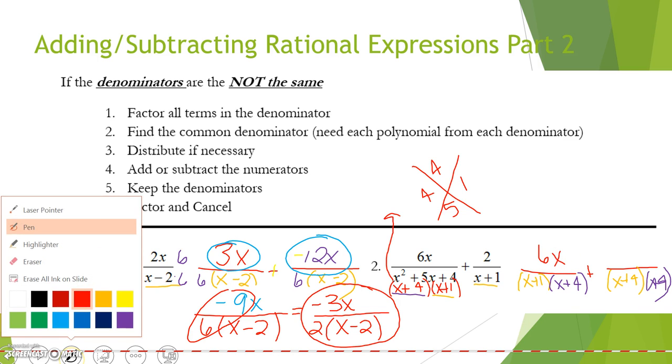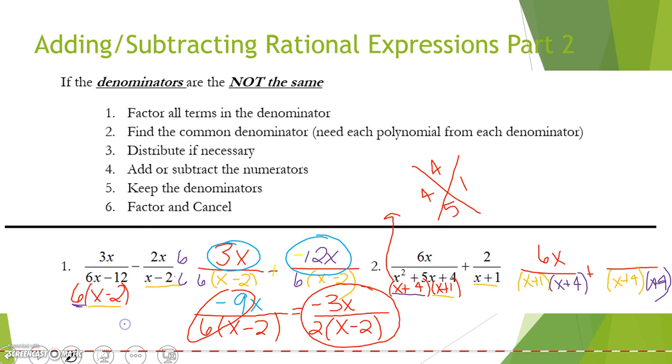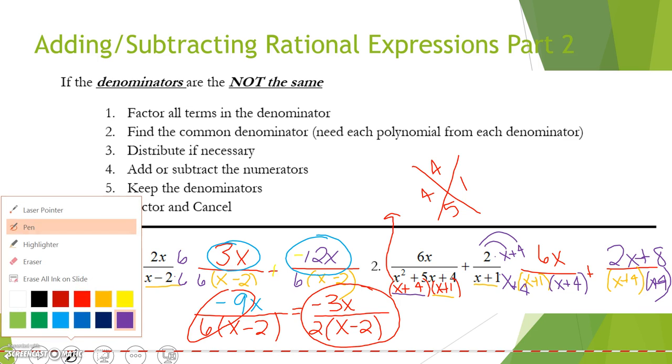The second one, though, does not have the x plus 4, so I'm going to multiply by the x plus 4 on top and bottom. I'm going to distribute that to 2x plus 8. Notice I have not canceled anything yet, and that's going to be your biggest temptation, is you're going to want to cancel things out before you're actually able to.